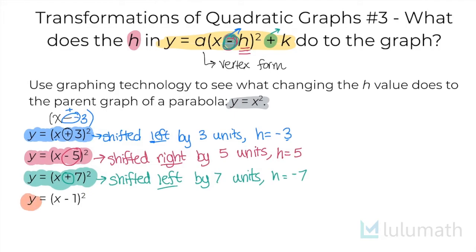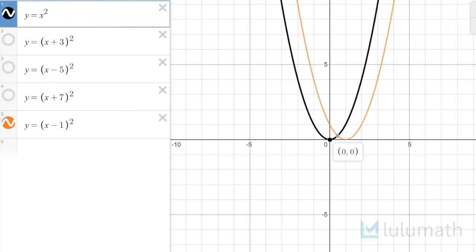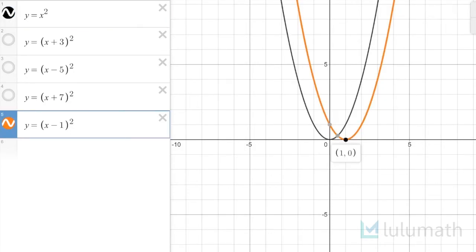Now, what's your conjecture for y equals (x minus 1) squared? Go ahead and make a guess. Let's check and see. So looking at our parent graph, y equals x squared, I will turn on y equals (x minus 1) quantity squared. And if you notice, it shifted to the right by 1 unit, just like what we thought would have happened.